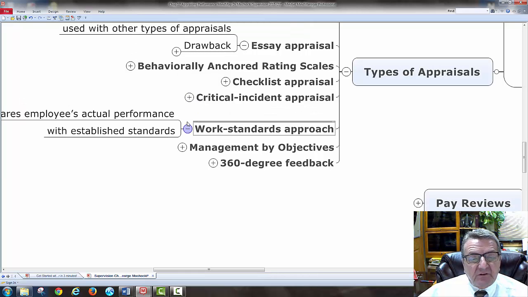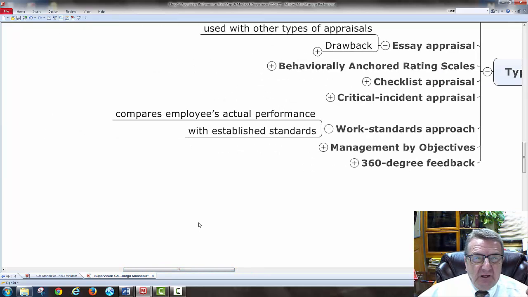You'll come back. Work standards approaches: do they meet the standards of the work? Is the quality rejects? Are they building to specifications? Give or take, whatever it is. So those are real easy to do.